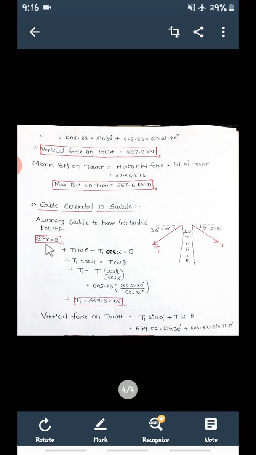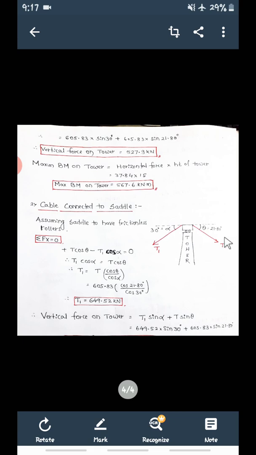So let us take summation Fx equal to 0, meaning the horizontal components of these two forces sum to 0. If you resolve this horizontally, T cos theta in this direction is plus, and this is minus T1 cos alpha. Resolve this along the horizontal: T1 cos alpha.